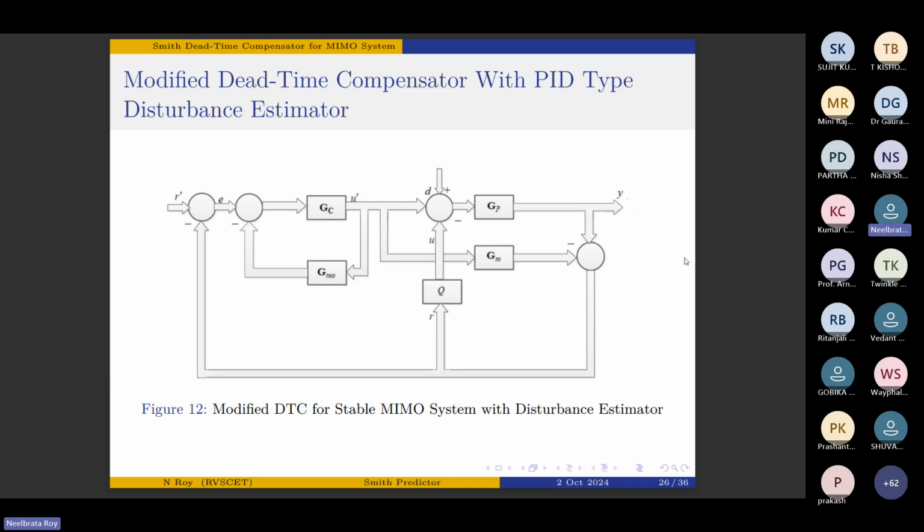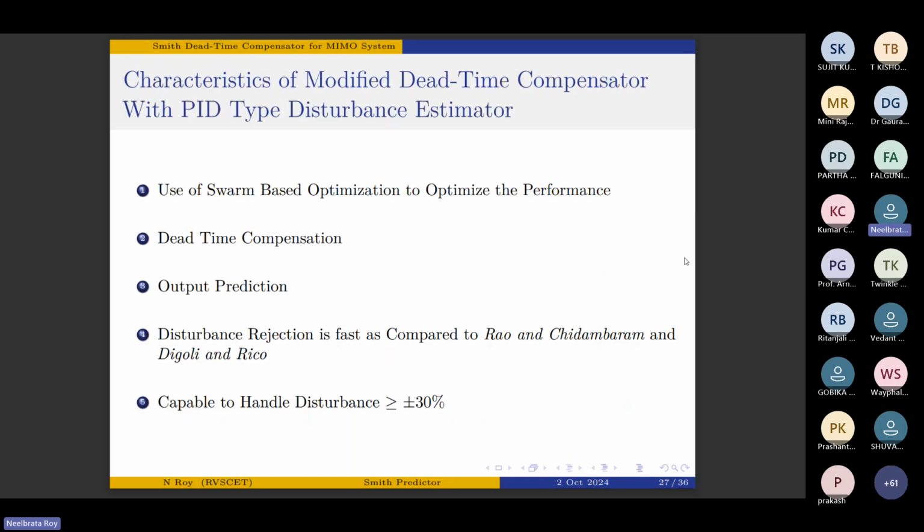Previously, all the controllers we have discussed don't have a disturbance estimator. We have used a disturbance estimator here. This disturbance estimator eliminates the disturbance much faster than the previous designs. We have tuned the compensator using swarm based optimization.